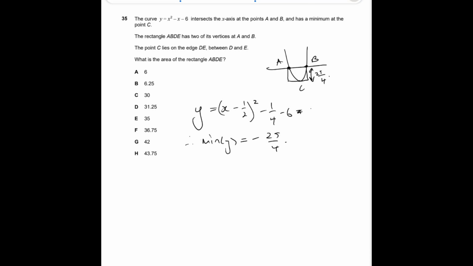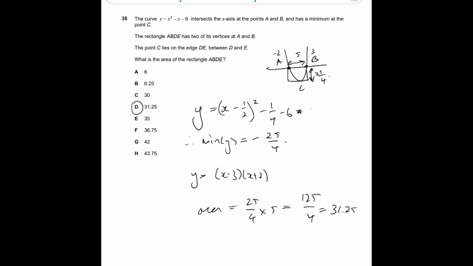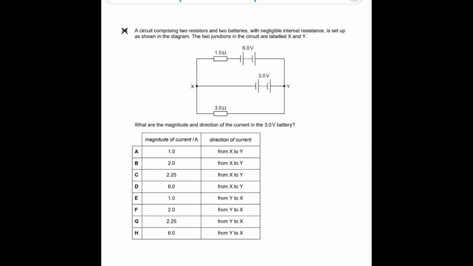So this is going to be 25 over 4. Now let's find the intercept. So y equals (x minus 3) times (x plus 2). So this distance is going to be, if that's minus 2 and that's 3, it's going to be 5. So the area is 25 over 4 times 5, which is going to be 125 over 4, which is 31.25. D. Okay.